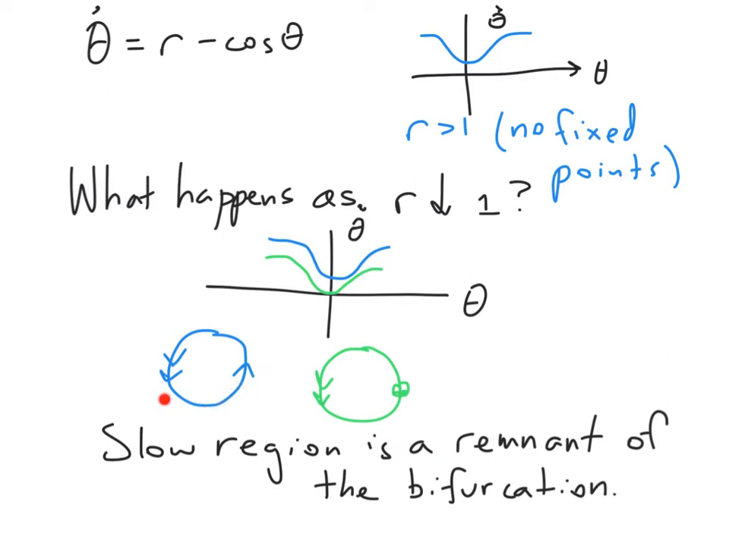And so we expect there to be a slow region that's sort of a remnant of the existence of the bifurcation. So when r is 1, we have the fixed point, and if r is a little bit bigger than 1, we have this slow region. And as r gets bigger and bigger, that slow region gets less and less slow. And so the slowness of that region should have something to do with r.